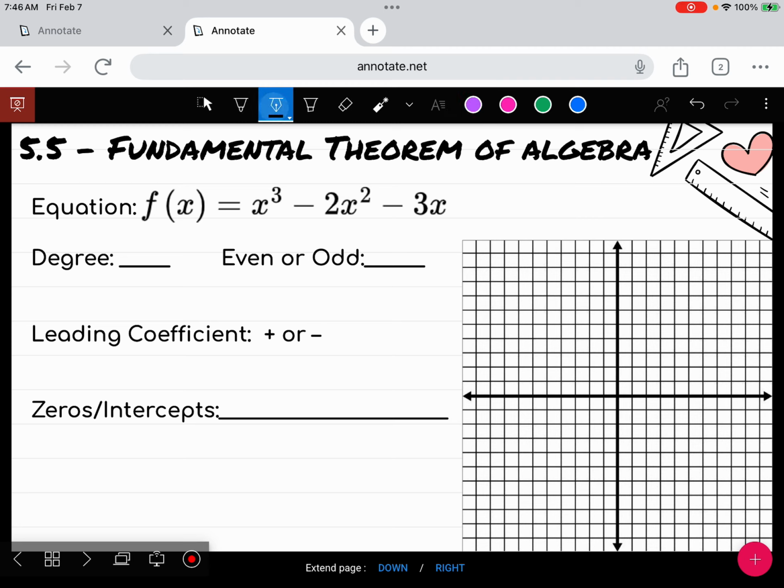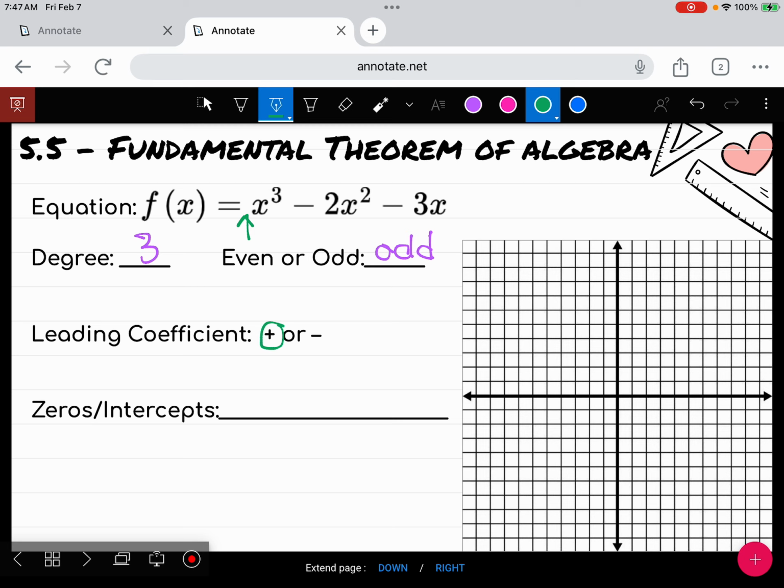What is our degree? Let's work our way down the page first. What is our degree? 3. So we know it's going to be odd. We're going to have our arrows going in opposite directions. What's our leading coefficient on this, positive or negative? Positive. It would be the number in front of our x cubed over here.